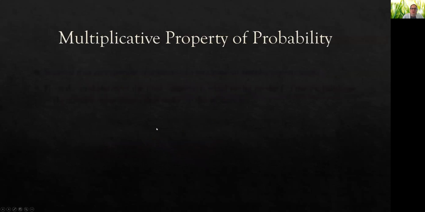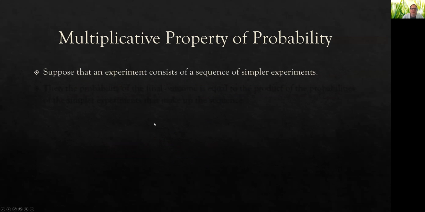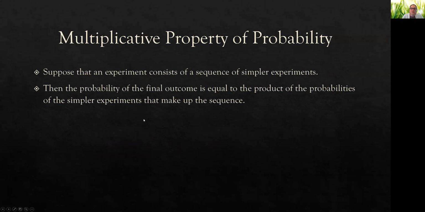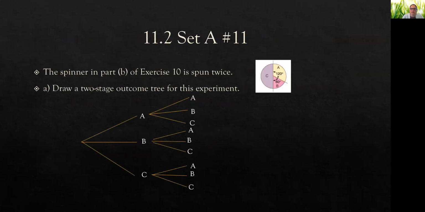Okay, next we have what's called the multiplicative property of probability. It says, suppose an experiment consists of a sequence of simpler experiments, like you flip a coin and then you spin a spinner, or you roll a die and then you flip a coin. The probability of the final outcome is equal to the product of the probabilities of the simpler experiments that make up the sequence. So we're going to be multiplying probabilities.